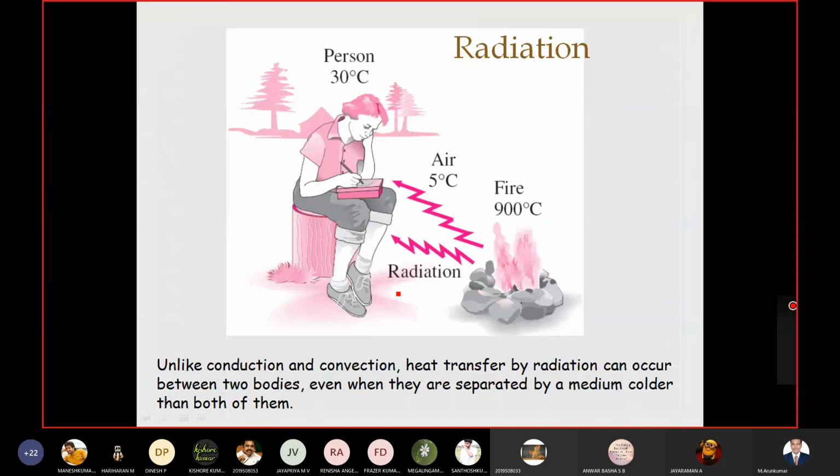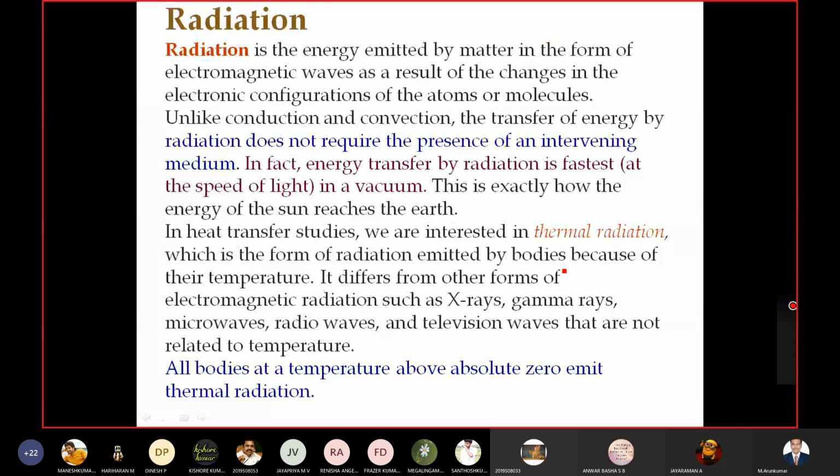In this scenario, a mode of heat transfer will happen because of the radiation process. Radiation is the energy emitted by matter in the form of electromagnetic waves, as I said earlier, as a result of changes in the electronic configurations of the atoms or molecules. Unlike conduction and convection, the transfer of energy by radiation does not require the presence of an intervening medium. So there we do not need a medium of molecules.